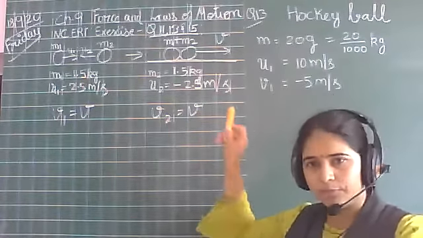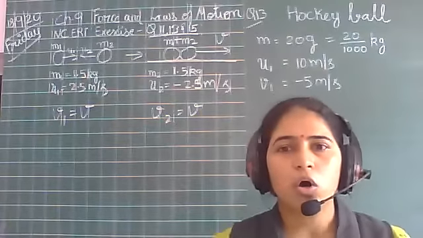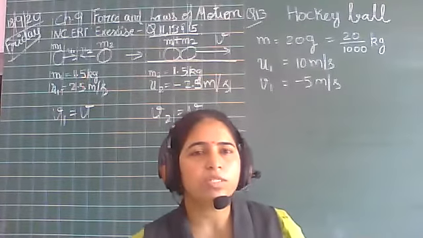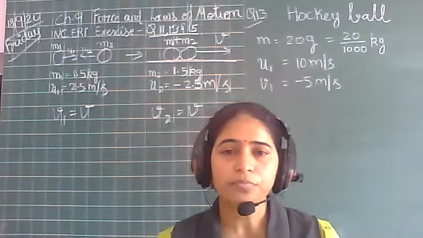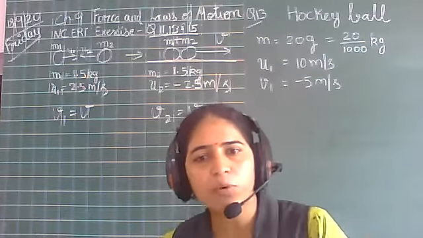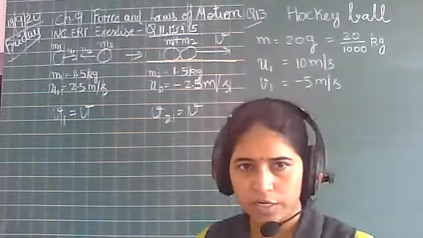v2 is also v. Now we know the law of conservation of momentum. According to the law of conservation of momentum, the sum of momentum before collision is equals to the sum of momentum after collision, right children?